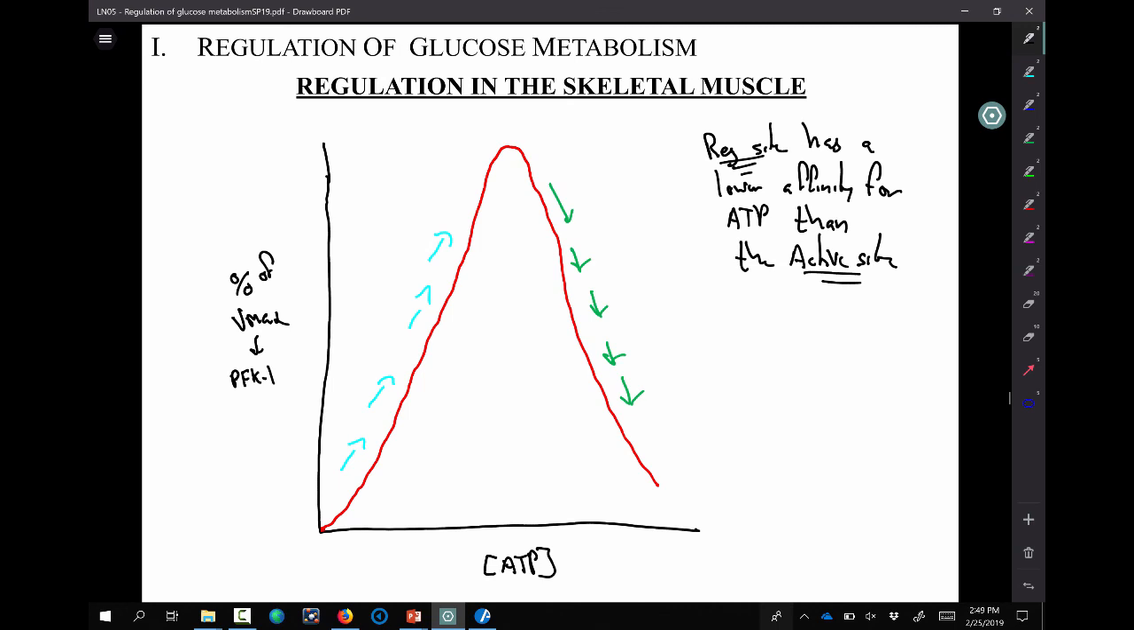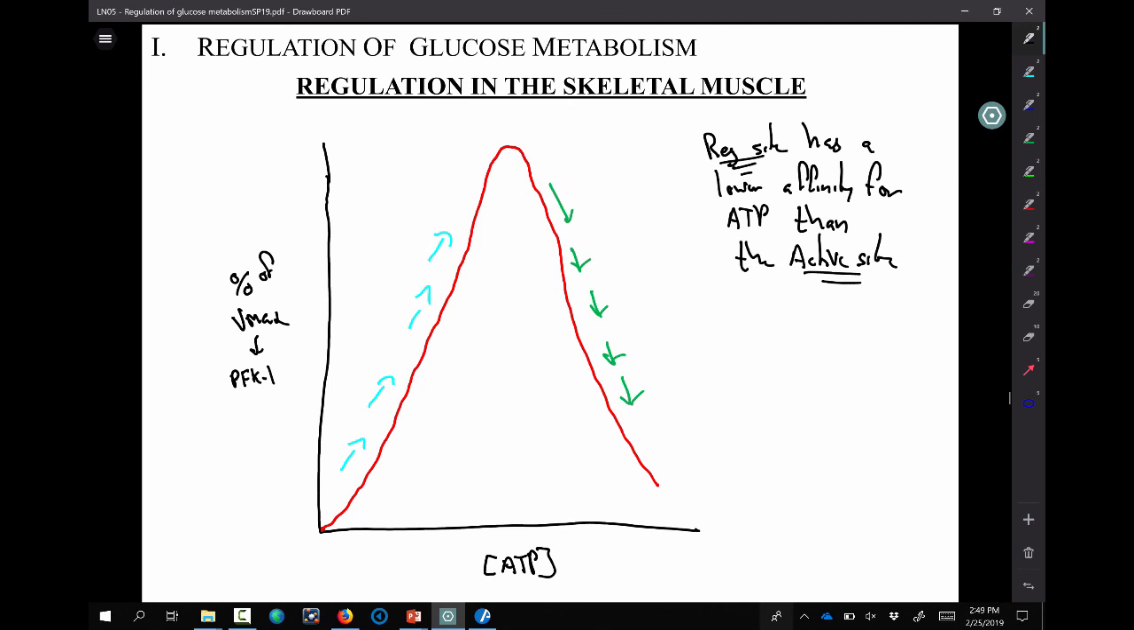However, as ATP concentrations get large enough, pretty soon it will bind not only the active site, but also start to occupy the regulatory site. Of course, the more occupancy of the regulatory site by ATP, the more the molecule will be in the T state and the lower the rate will be. So you'll see this decrease.